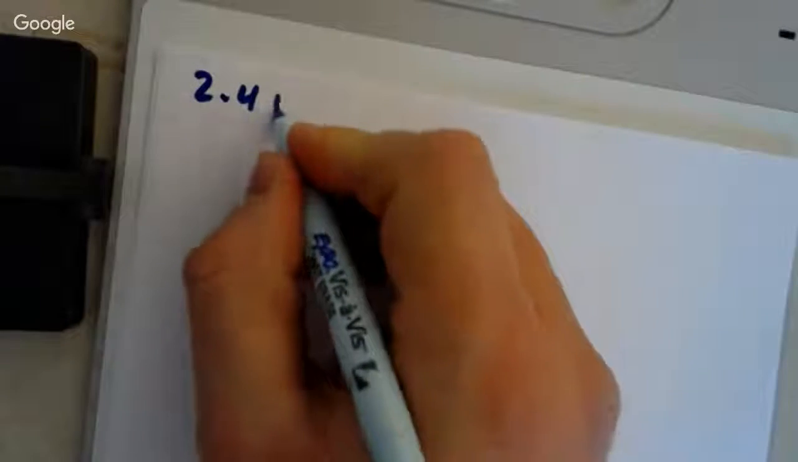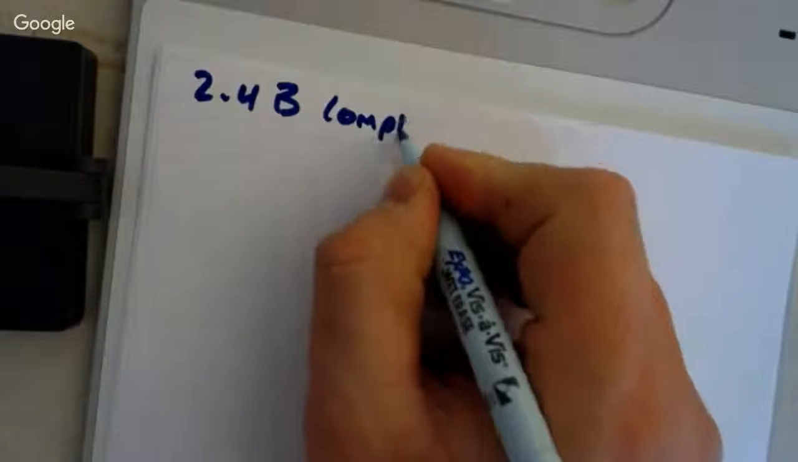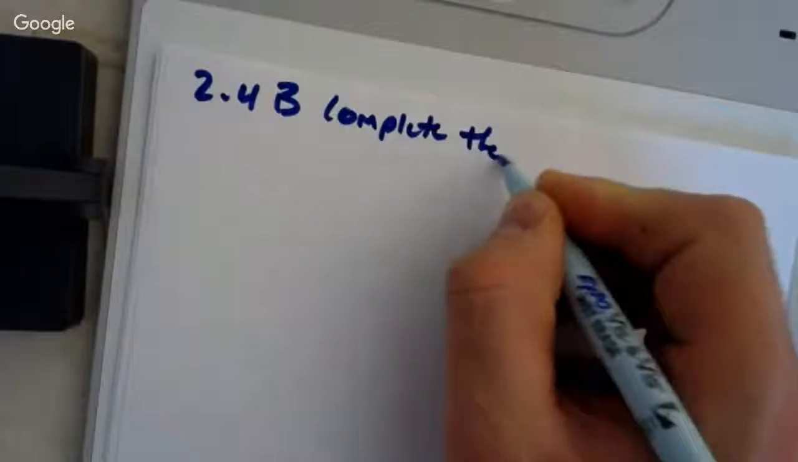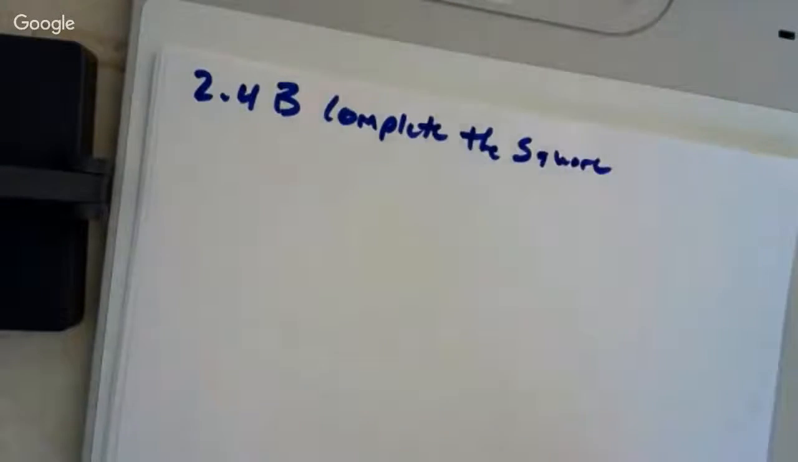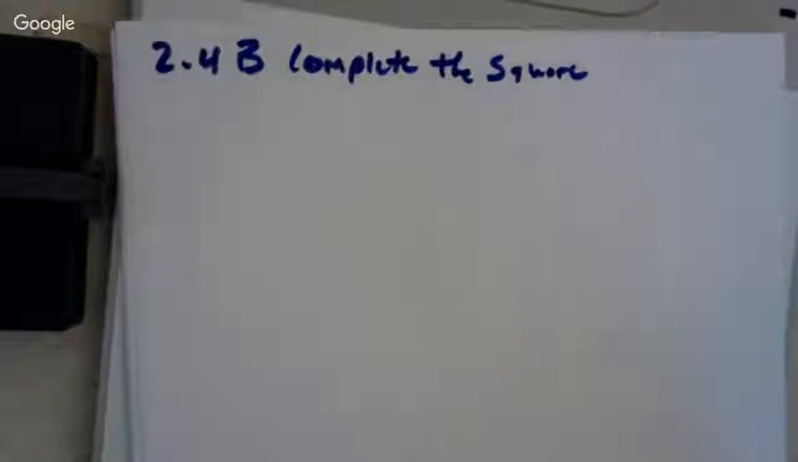Part B, completing the square. 2.4, giant section.